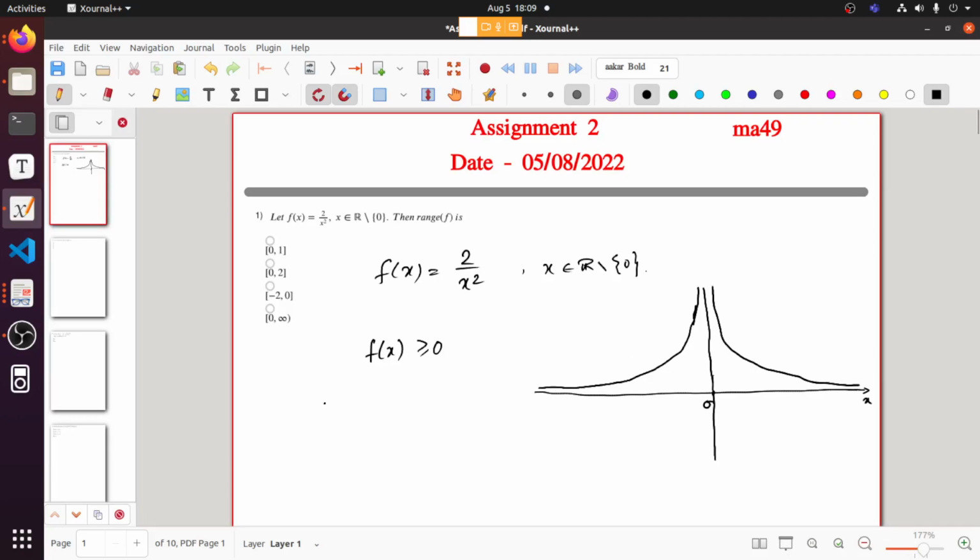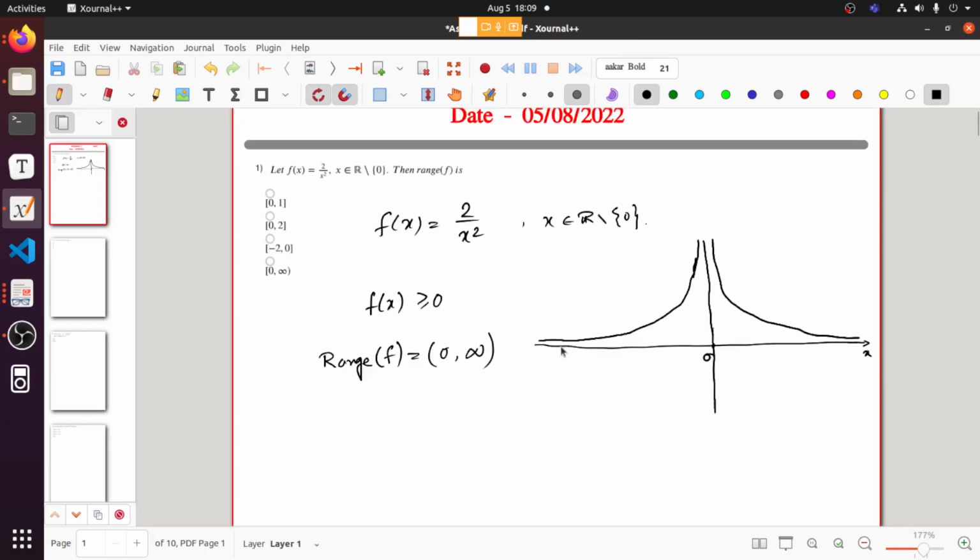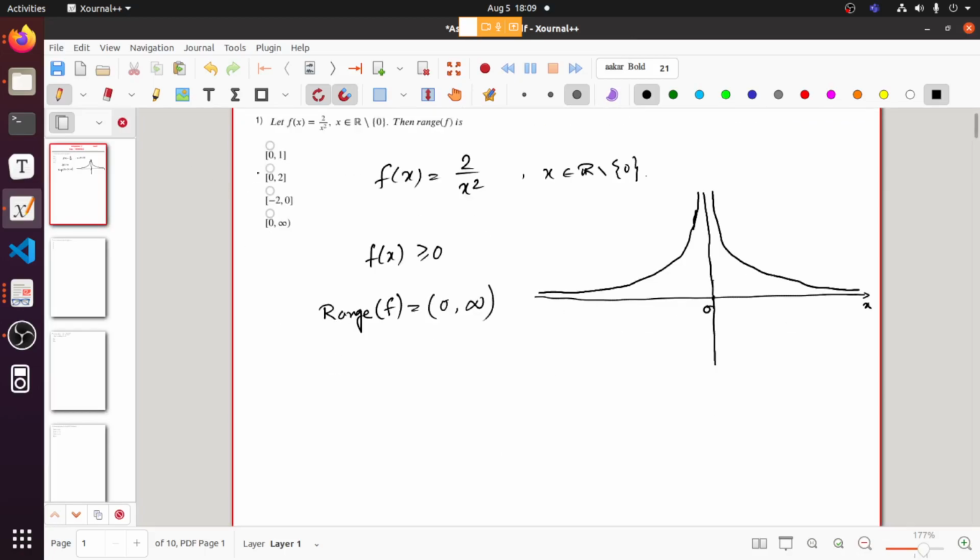So what is the range of f? The range of f is open 0, and infinity. 0 is not included, and infinity is not a real number. So the range is (0, infinity), right? So no options are correct. All the options are incorrect here. If this is open, then it will be true. So the range of f is open 0 infinity.